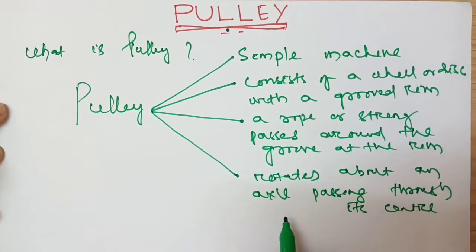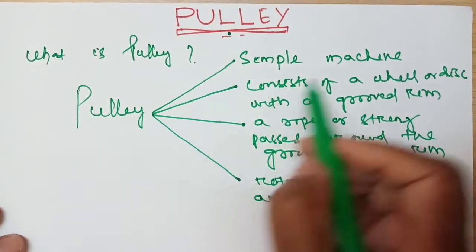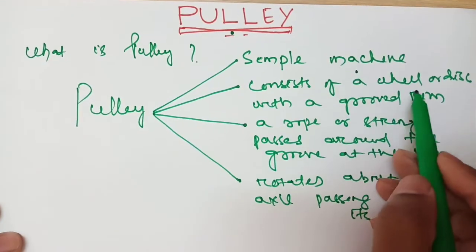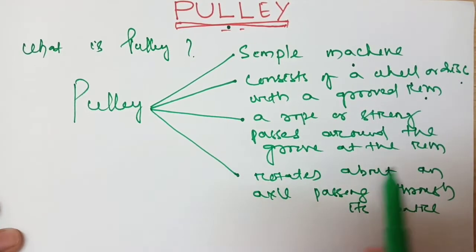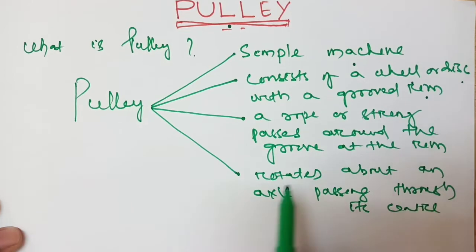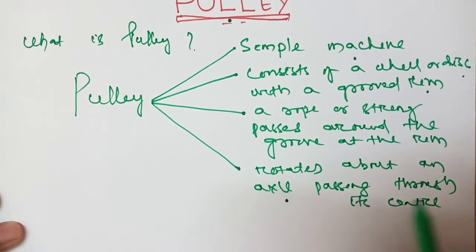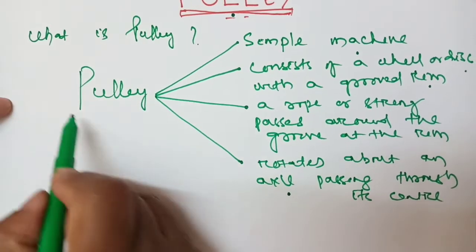Okay, so I am telling what is pulley. Pulley is a simple machine, consists of a wheel or disc with a grooved rim. A rope or string passes around the groove at the rim. It rotates about an axle passing through its center. So this is about pulley.